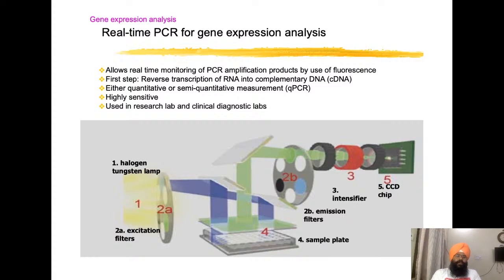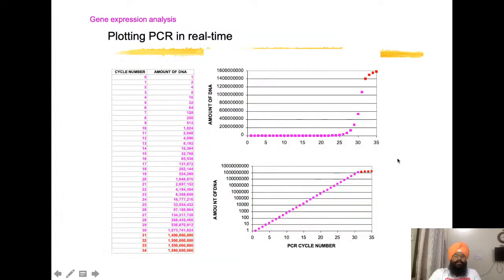In the first step, you have a halogen tungsten lamp here. Then excitation filters are there. They will activate them and the light will go through with the help of a prism and fall onto your sample plate. Then there will be intensifiers through which it is transferred, and a CCD chip will be there, and then you will see your results like that. So this is how you plot your PCR, with the cycle number and amount of DNA. With each cycle number, by the 34th cycle, you will have this much DNA produced. This is a huge amount of DNA.